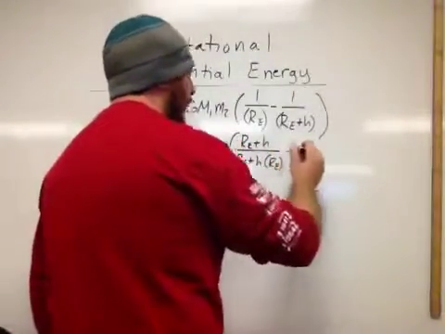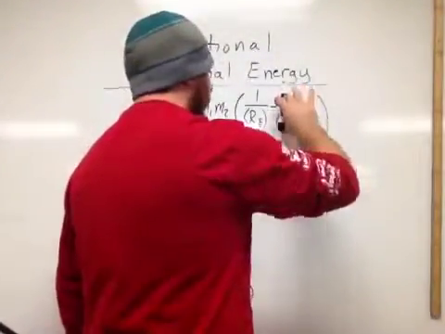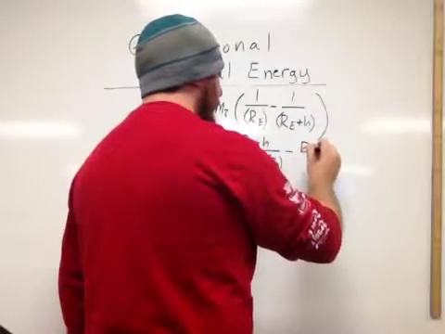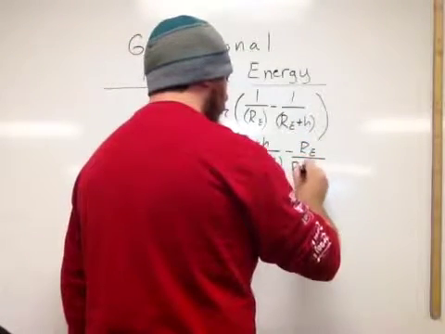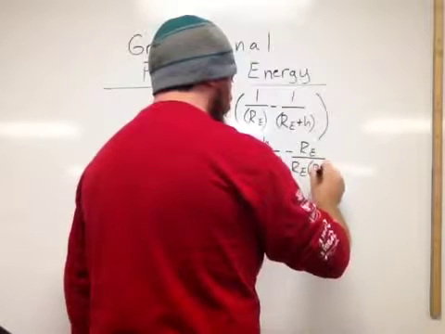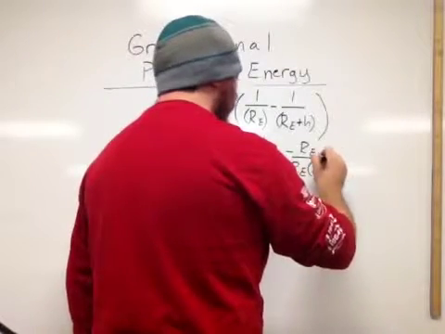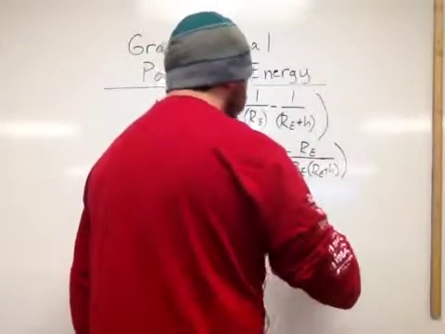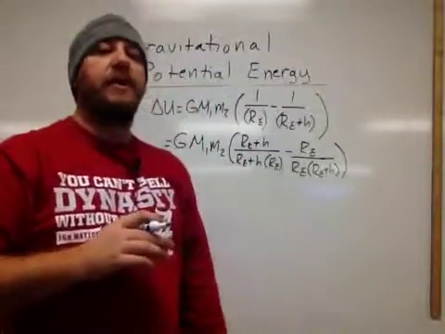And this is going to be minus, multiply this by Re over Re, and now I have my common denominators. Right, now I have my common denominators.